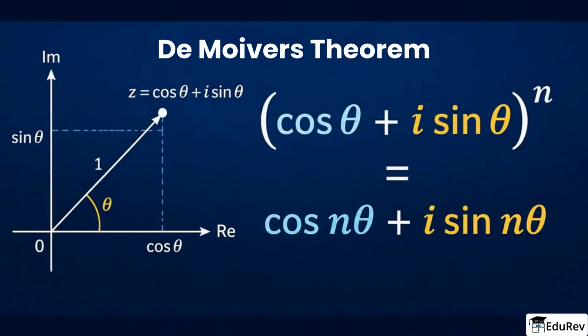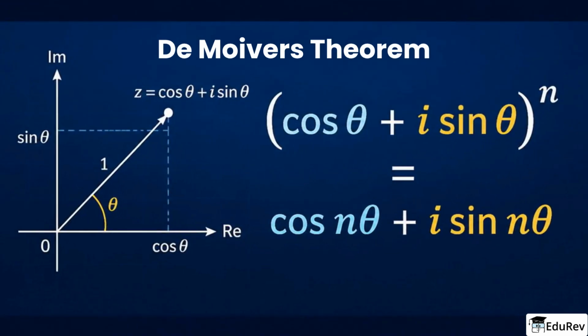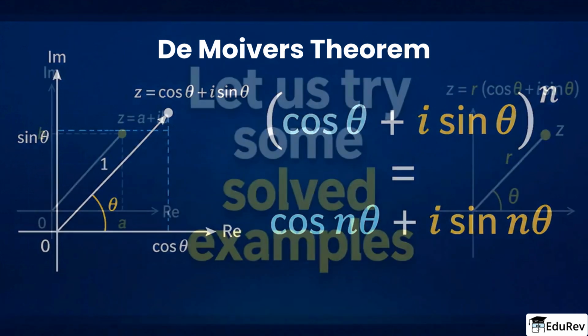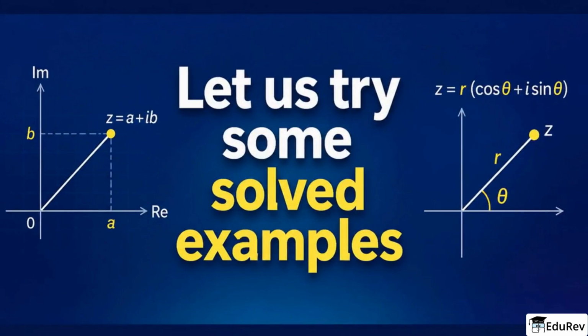De Moivre's theorem then says the quantity cos theta plus i sin theta raised to the power n equals cos n theta plus i sin n theta. Let us try some solved examples to make this clear.